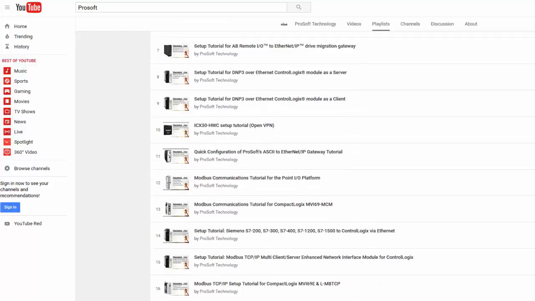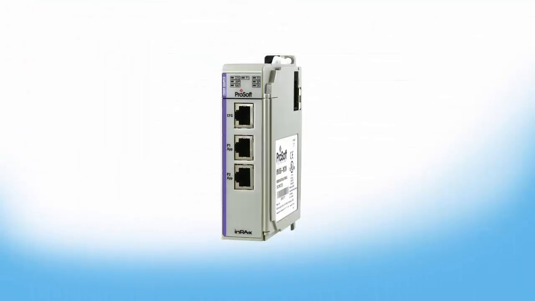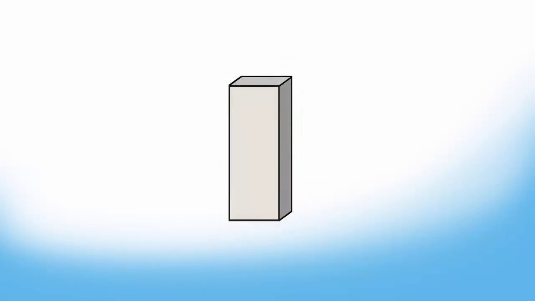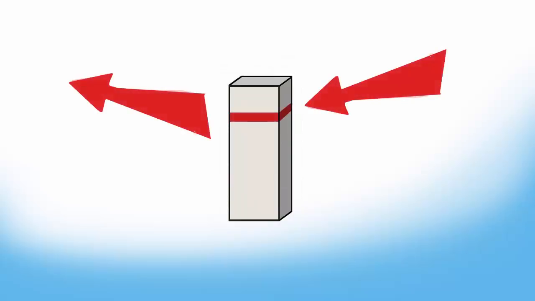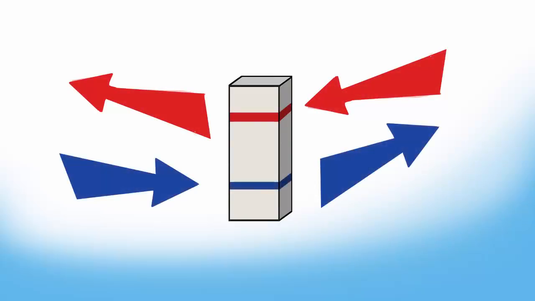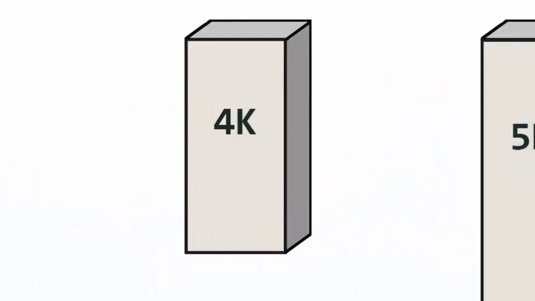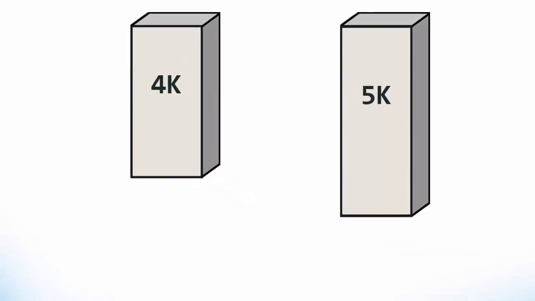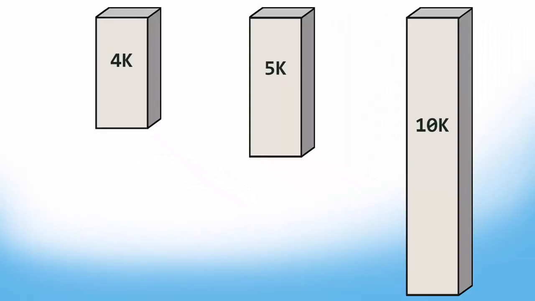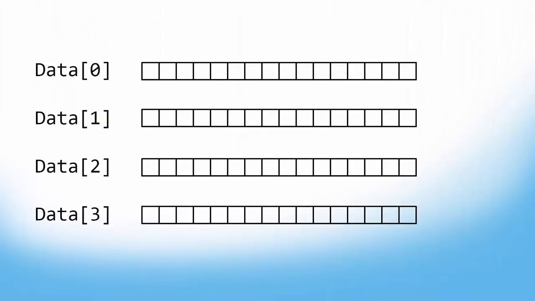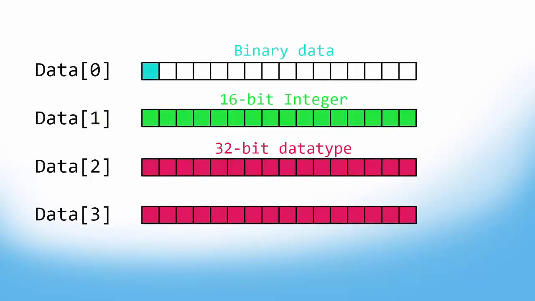To begin, for all ProSoft data communication solutions, there is a common shared memory database that is used to store data as it moves through the module or gateway. This block of memory can be comprised of 4,000, 5,000, or 10,000 16-bit words, depending on the product. The memory can be accessed by different data types, so 16-bit words, 32-bit words, and single-bit binary addresses are all stored together. You need to keep this in mind when you're mapping different data types.